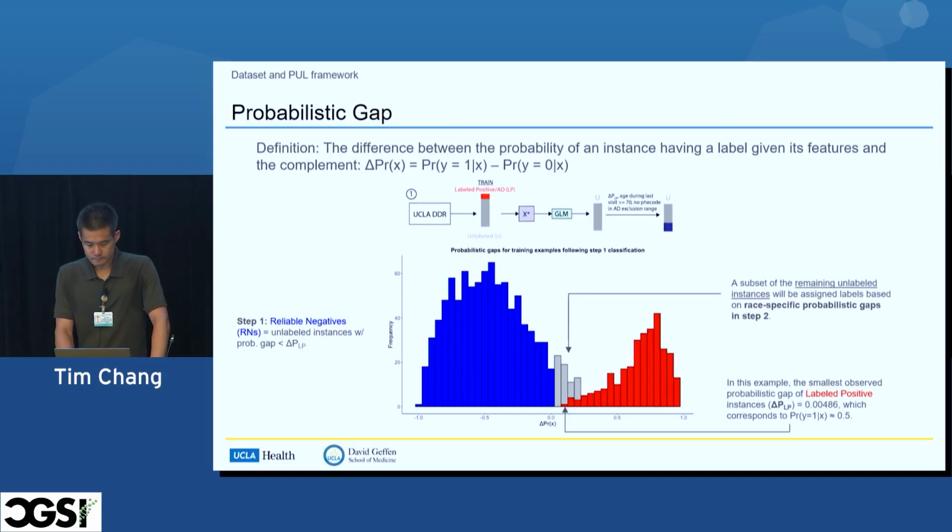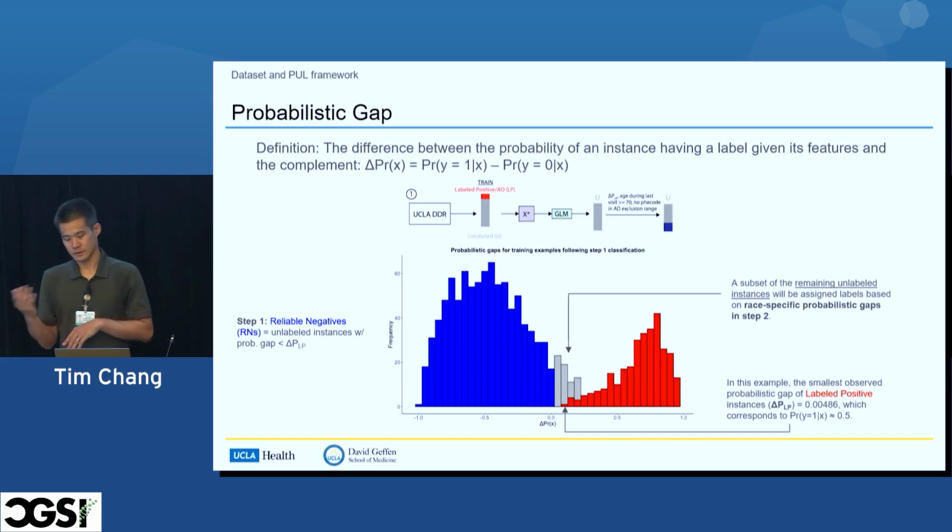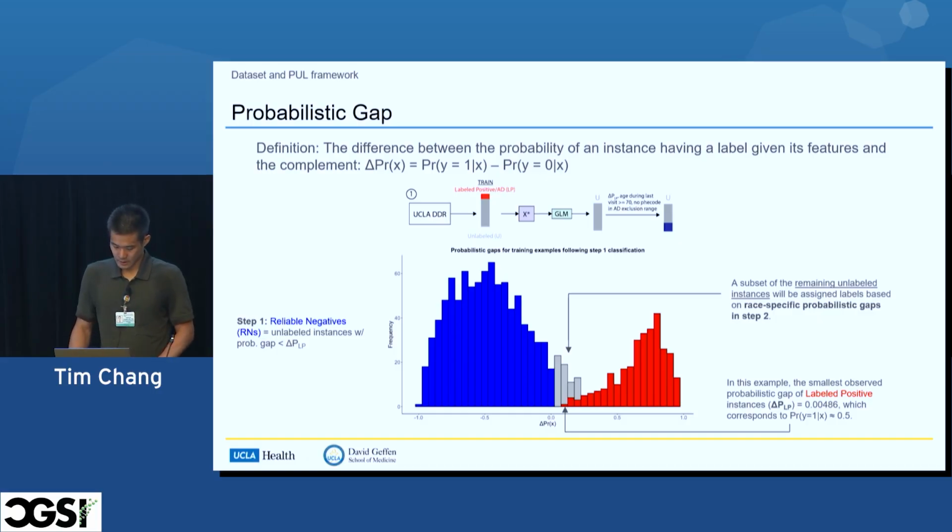Okay. And then what we've tried to use is this probabilistic gap. The probabilistic gap simply is the difference between the predicted probability of you being a case versus the probability of you being a control. The example here is that the red on the right side, these are all the labeled positives, and we could look at their probabilistic gap. In this case, they're essentially all above 0. But the ones on the left, those are blue, so their probabilistic gap is less than that. So these on the left are more likely to be reliable negatives. So that's how the probabilistic gap is used.